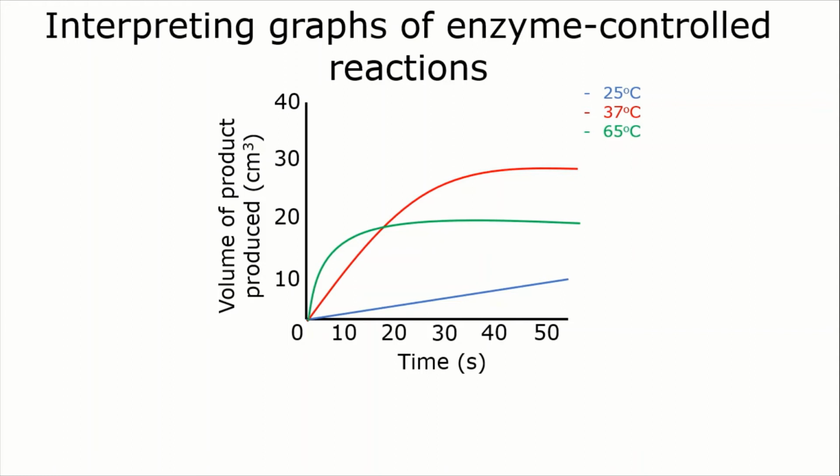Now I've got 3 different lines here in 3 different colours. Our blue line shows the reaction occurring at 25 degrees, the red line the reaction at 37 degrees, and the green line showing the reaction occurring at 65 degrees.